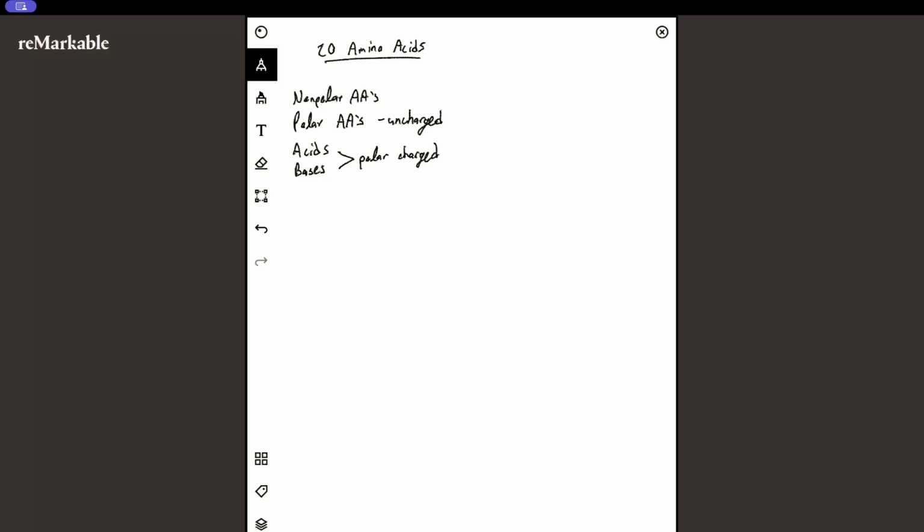The polar amino acids, when I'm saying polar, I mean uncharged here. So I will mark them as uncharged polar. And then for the acids and bases, I will mark them respectively as acids and bases. So to start, I'll start with the nonpolar amino acids. It's a terrible line. There we go. Start with the nonpolar amino acids.